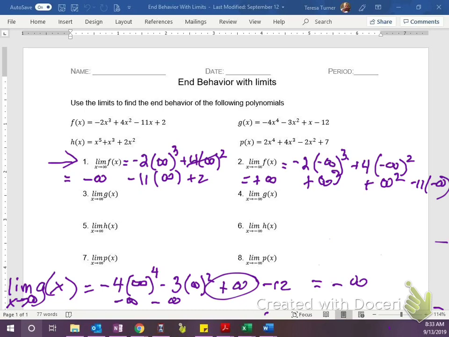Questions? This is conceptual thinking. Ladies up front, please stop talking because you're going to be tested on this. So you need to try to understand it. Okay.